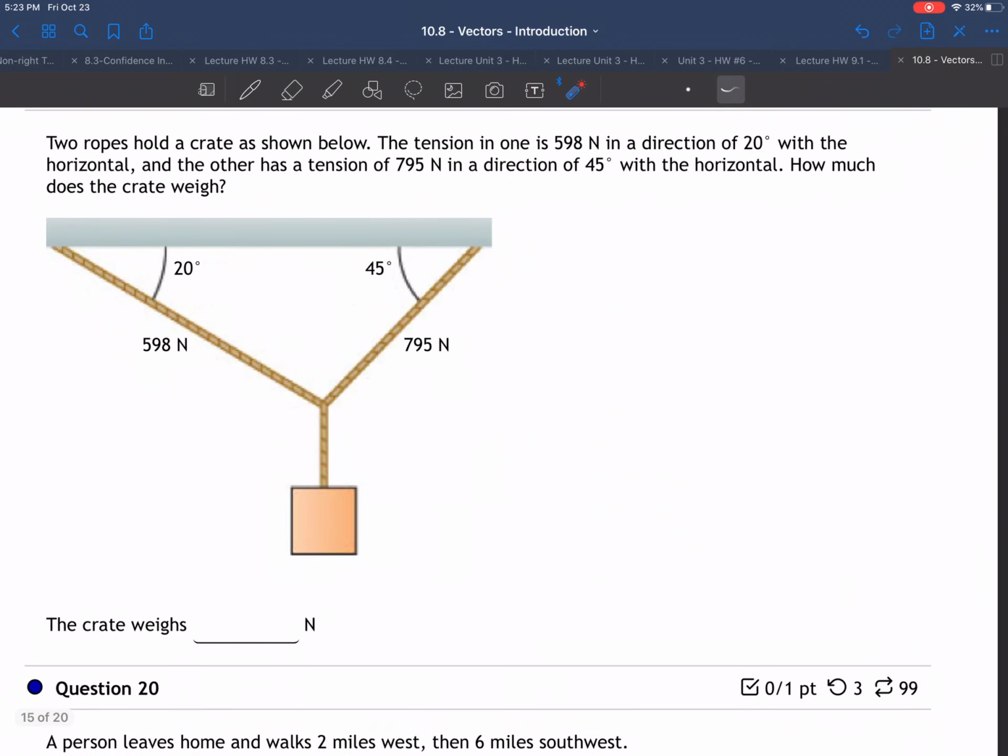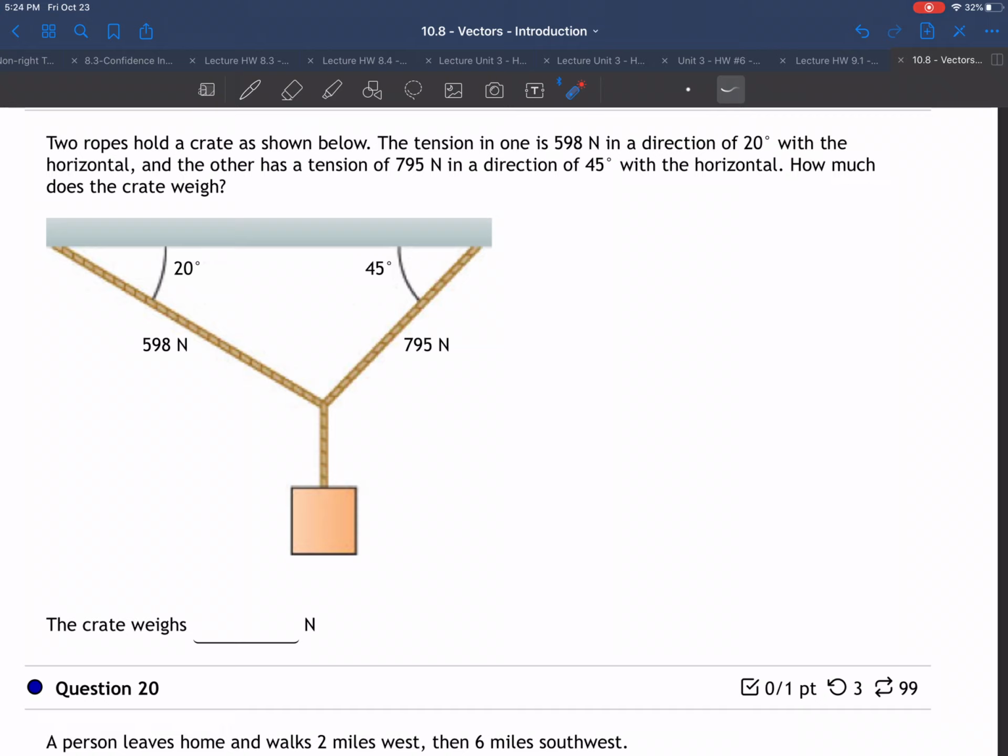Here's an example in which we have a weight suspended from two ropes coming down. The two ropes hold the crate as shown. The tension in one is 598 newtons. Those are called newtons. That's a force unit, a metric force unit, in a direction 20 degrees with the horizontal. The other is 795.45. So the question is, how much does the crate weigh?